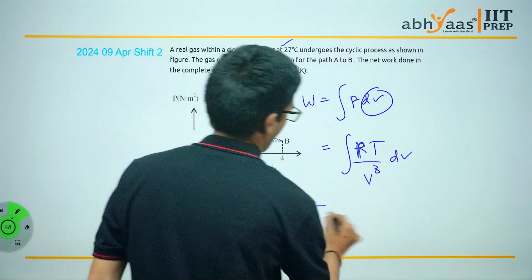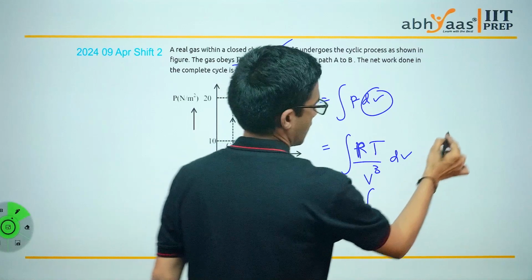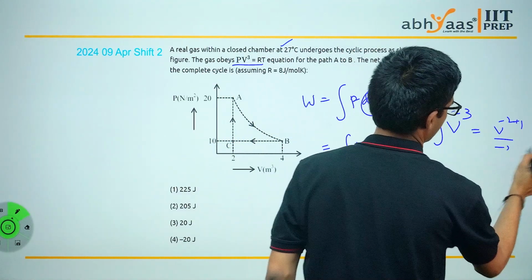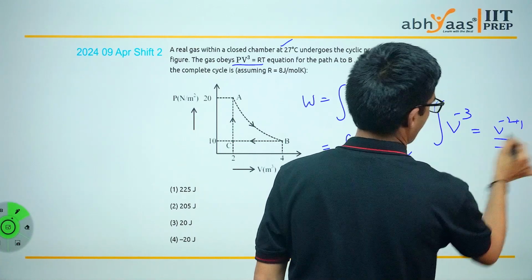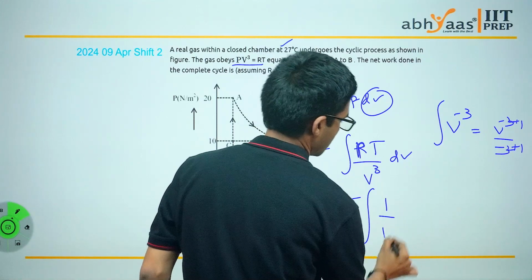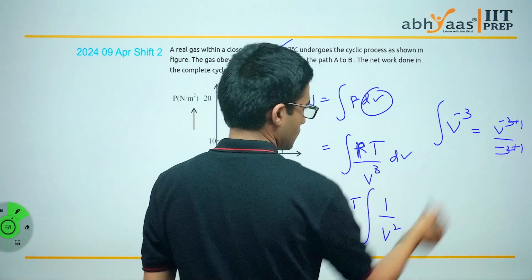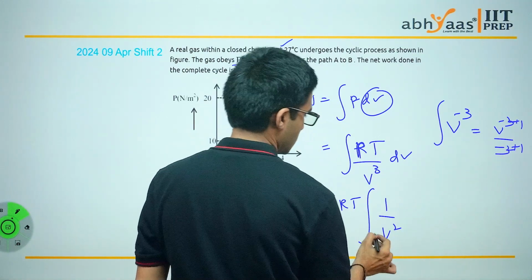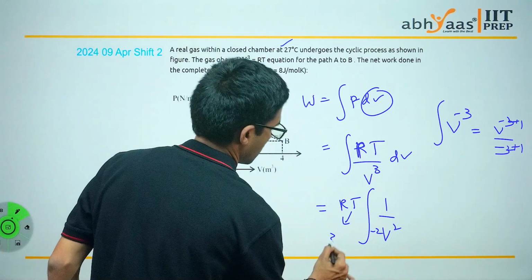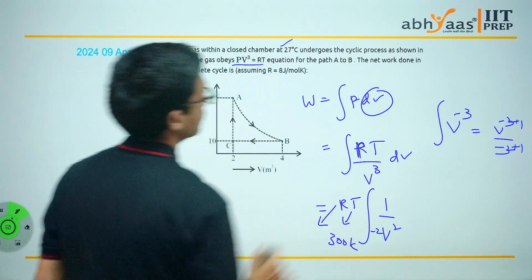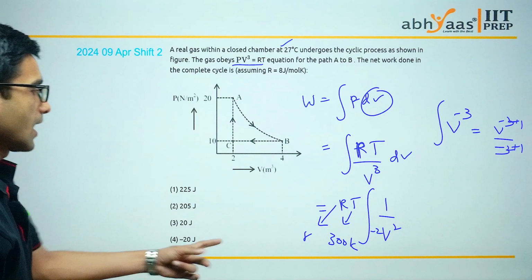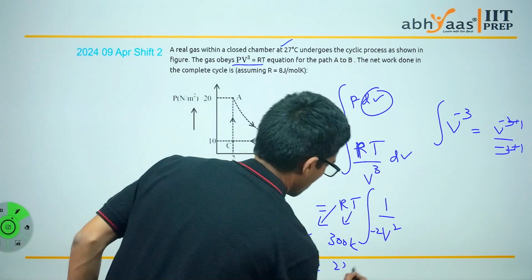R is a constant. The integration of V power minus 3 is V power minus 3 plus 1 by minus 3 plus 1, that is V power minus 2 by minus 2, which is 1 by V square. Now substitute here: temperature is 300 Kelvin and R is 8. Just substitute and calculate it. It will be around 225 joules.